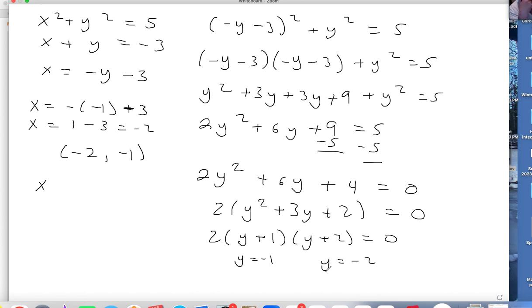And then we'll do the same thing with the negative 2, so x equals the negative of negative 2 minus 3, which would be 2 minus 3, or x equals negative 1. So for that one, x comes out to negative 1 when y was negative 2. So those are my 2 points of intersection.